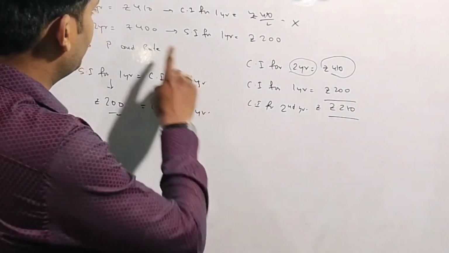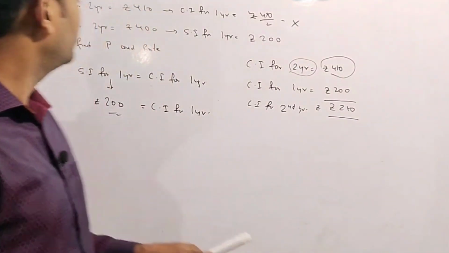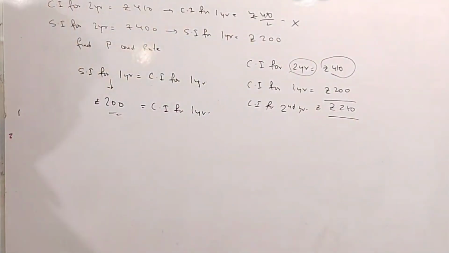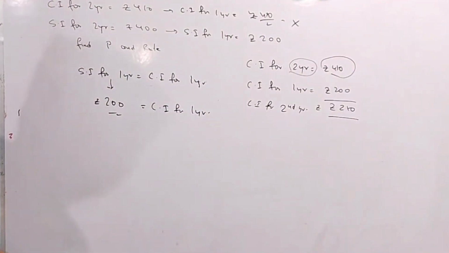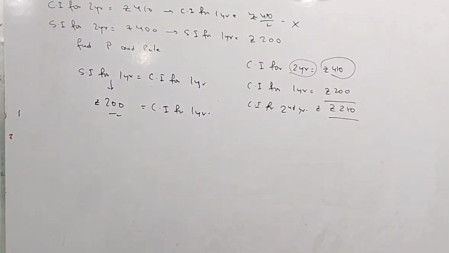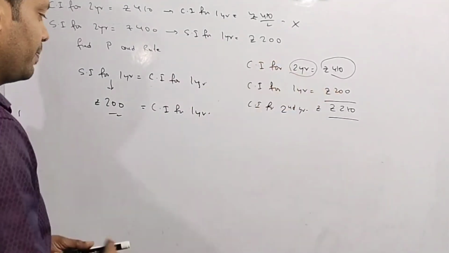Compound interest, simple interest for 2 years is 400, and simple interest for the second year is 200. But in case of compound interest, for the second year, the compound interest for that particular second year is 210. And what will be the simple interest for that particular year?